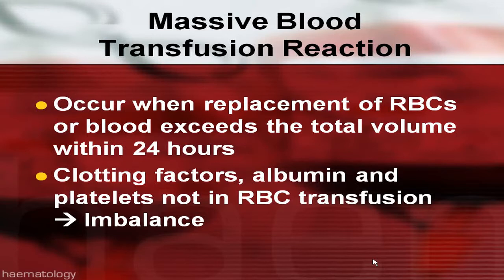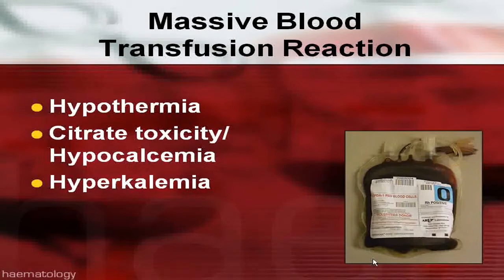It usually occurs when the replacement of red blood cells exceeds the total volume that the client had within 24 hours. So we're giving them massive amounts of blood. The clotting factors, the albumin and the platelets that weren't in packed red blood cells lead to an imbalance between what you've given the client and what they have. They can also develop hypothermia because we've given them so much cold blood so quickly.